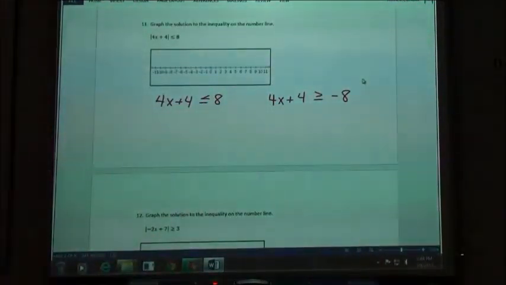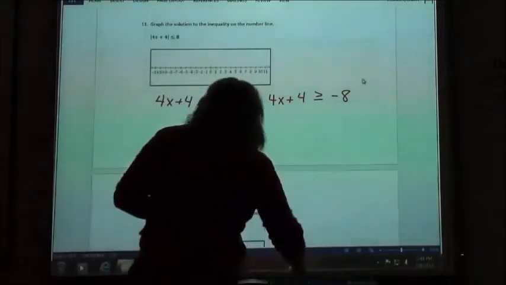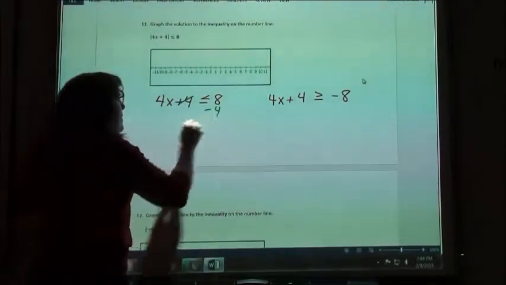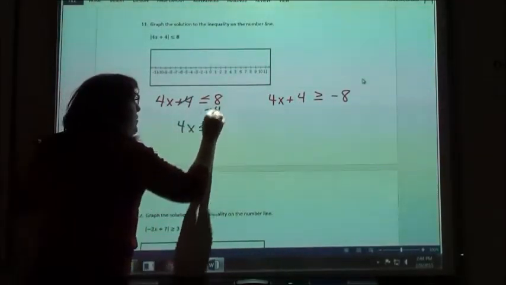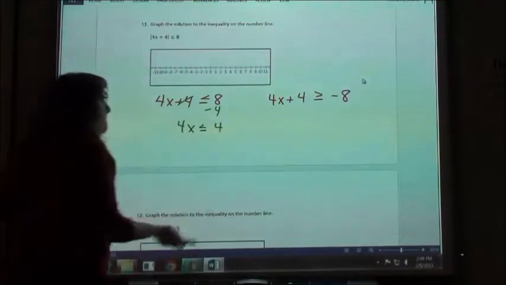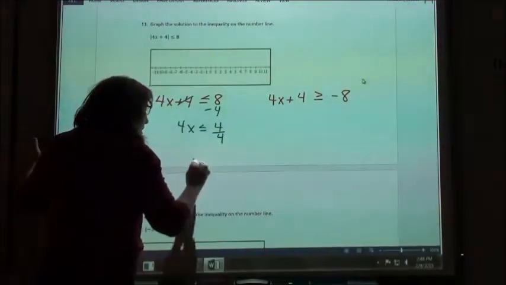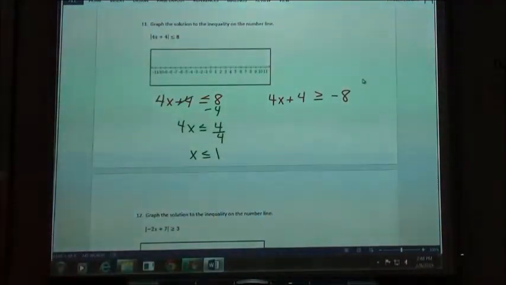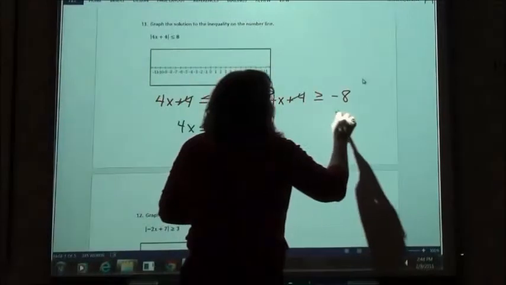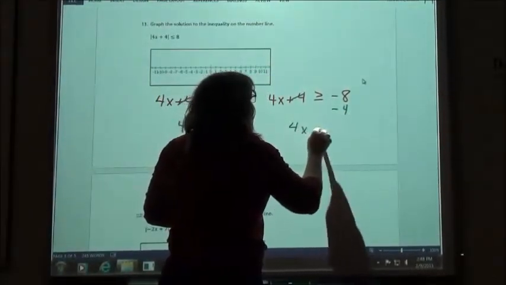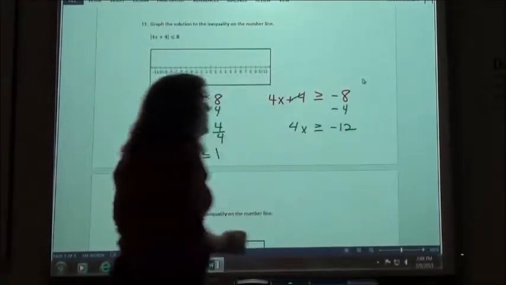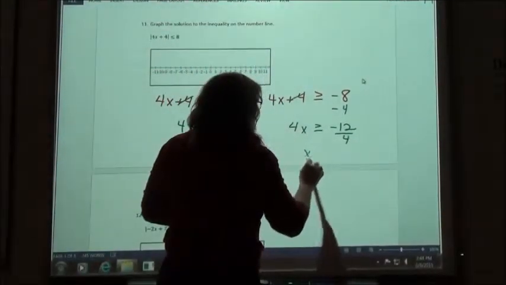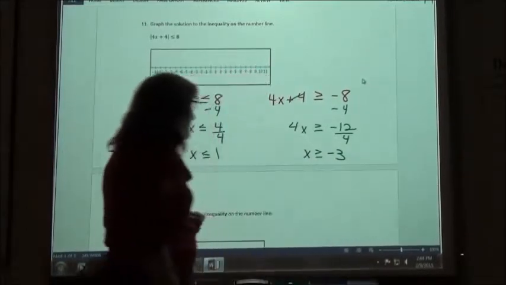We're then just going to solve those two inequalities separately. So on the first one, solving that for x, I'm going to minus my 4. 4x is less than or equal to 8 minus 4 is 4. Dividing by 4, x is going to be less than or equal to 1. On the other part, I'm going to minus my 4. 4x is greater than or equal to negative 12. Dividing by my 4, x is greater than or equal to negative 3.